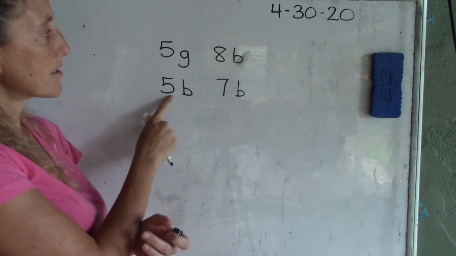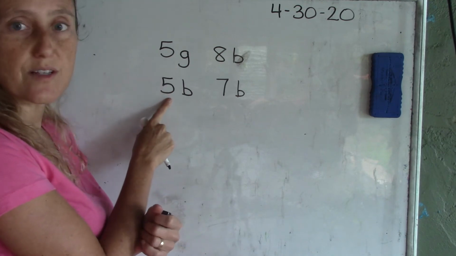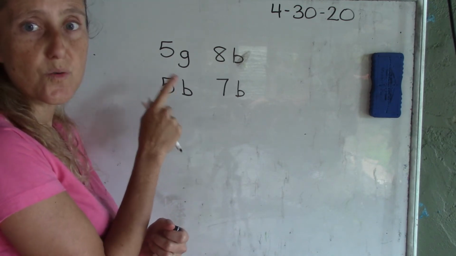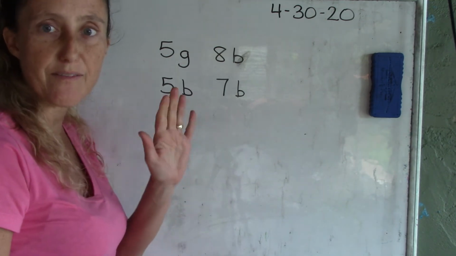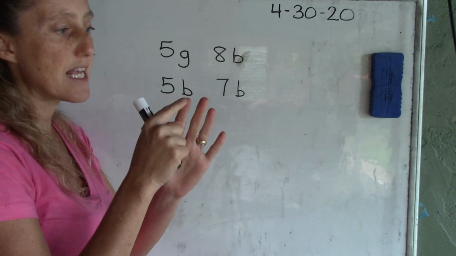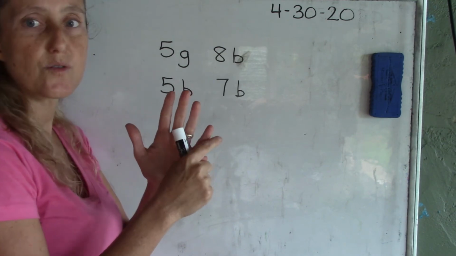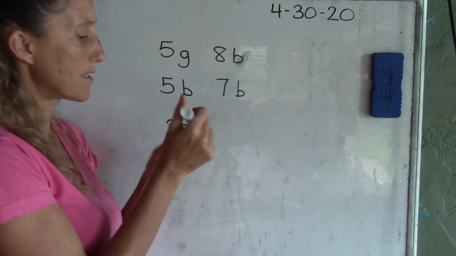How many books are the girls using? So each girl is using 5 books. So we would go 5 times 5, which means you count by 5s 5 times. Here we go. 5, 10, 15, 20, 25. So the girls are using 25 books.